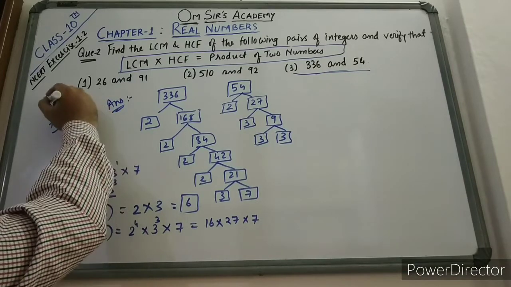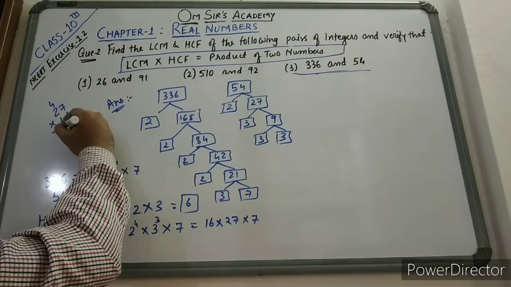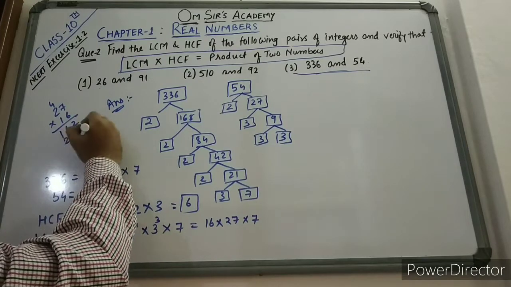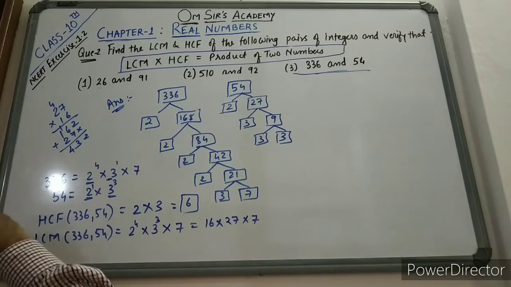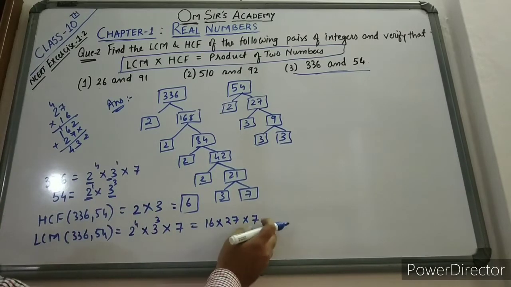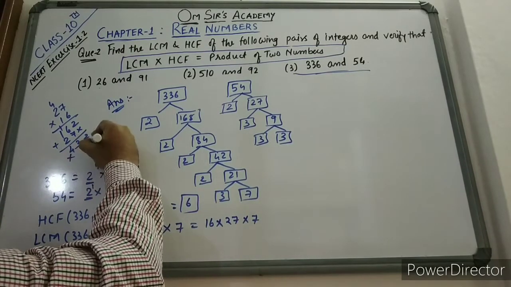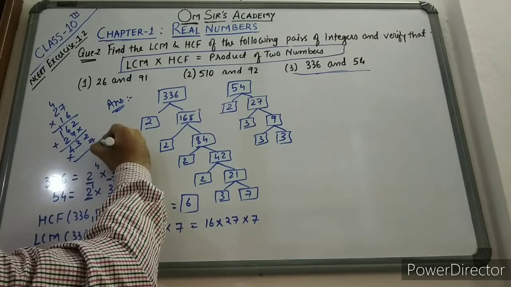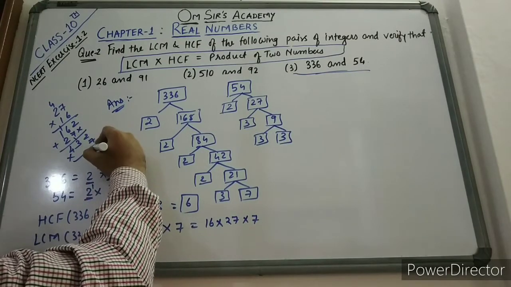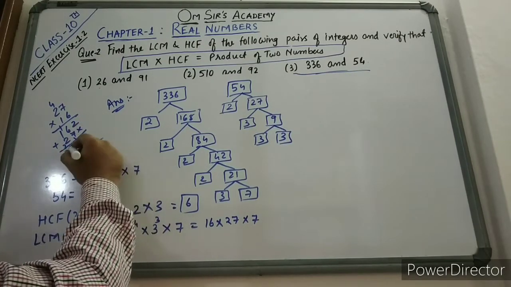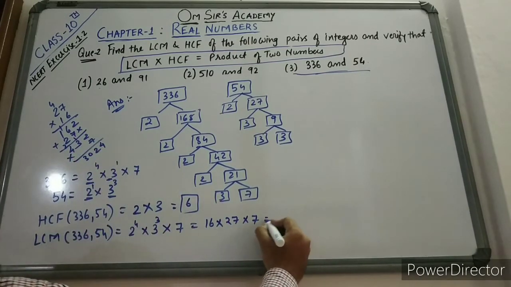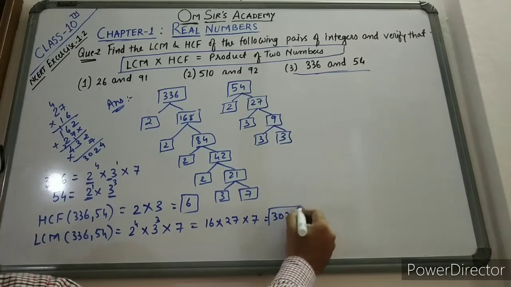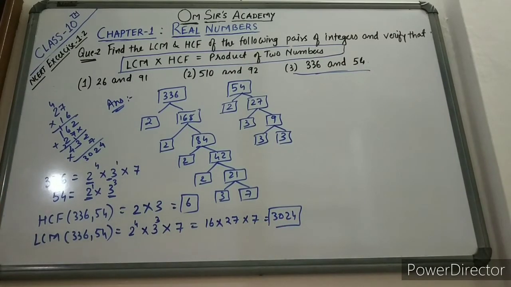So 27 into 16: 6 7s are 42, 6 2s are 12 plus 4 is 16, 7 2s are 14 plus 2, 13, and 4. So it is 432. Multiplied by 7: 7 2s are 14, 7 3s are 21 plus 1 is 22, 7 4s are 28 plus 2 is 30. So you will get the answer 3024. Hope this is clear, friends.